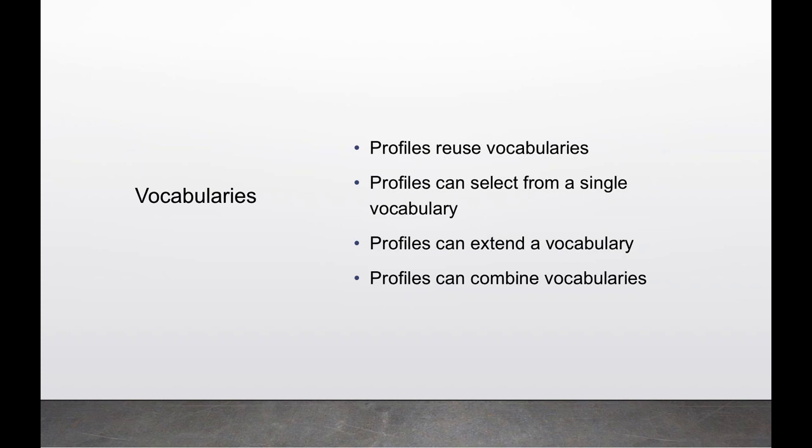So selection from a single vocabulary is kind of a narrowing. There's this huge vocabulary, and I'm only going to use these 20 or 40 or 60 elements. But you can also extend a vocabulary, which, for example, is what has happened in DCAT, because each individual group that was going to use DCAT had some needs that hadn't been anticipated in the base vocabulary, and so they were able to extend it by adding terms from other vocabularies. And a profile can actually be just a combination of vocabularies without there being any one that is a base.